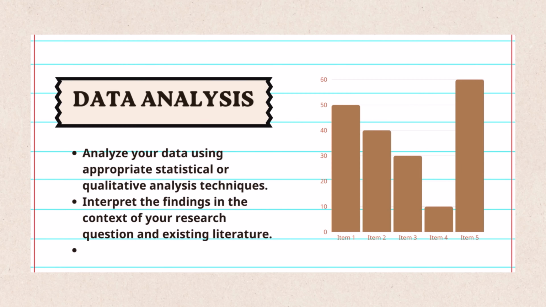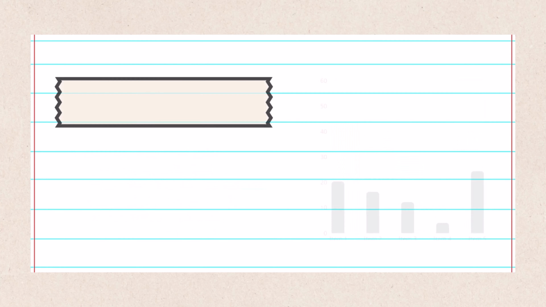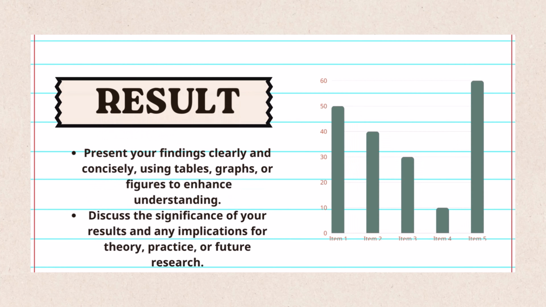Interpret the findings in the context of your research question and existing literature. Step 8. Results. Present your findings clearly and concisely, using tables, graphs, or figures to enhance understanding. Discuss the significance of your results and any implications for theory, practice, or future research.